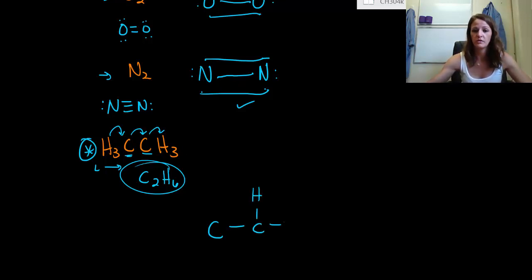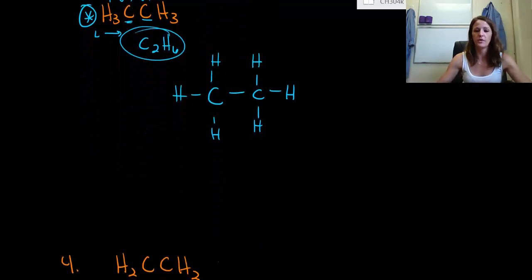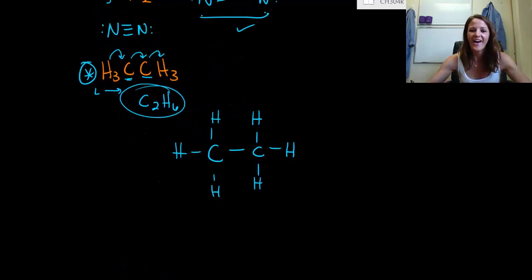So 1, 2, 3. 1, 2, 3. Pretty straightforward, but if that was too fast for you, there's another way to do it. All right, so you do your carbon here, try to do symmetry. The only way to do this with symmetry is to line those 6 hydrogens around, perfectly around it, symmetrical.